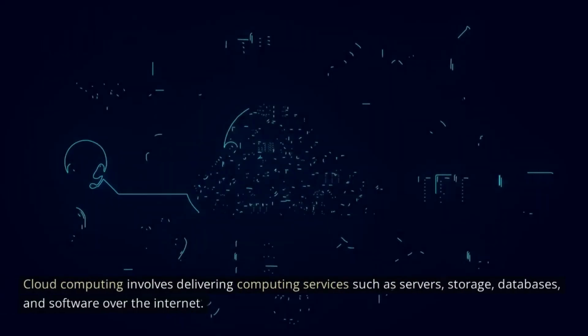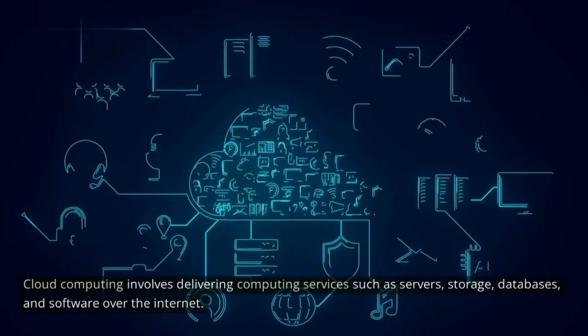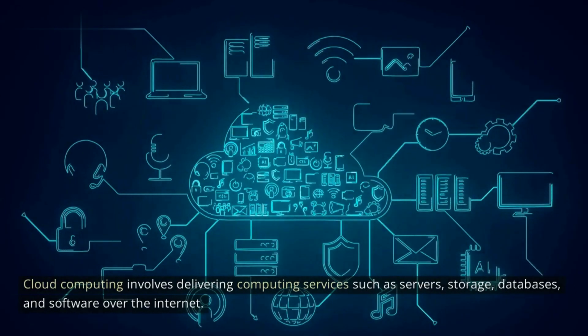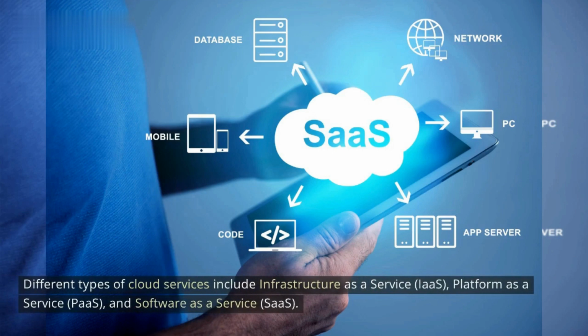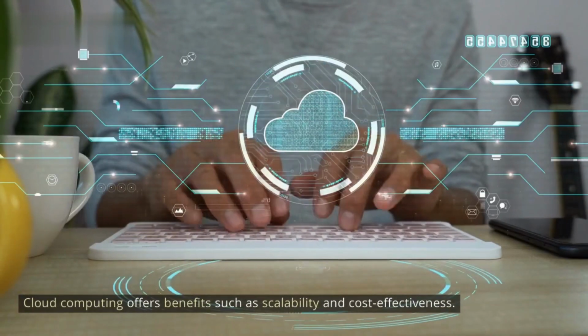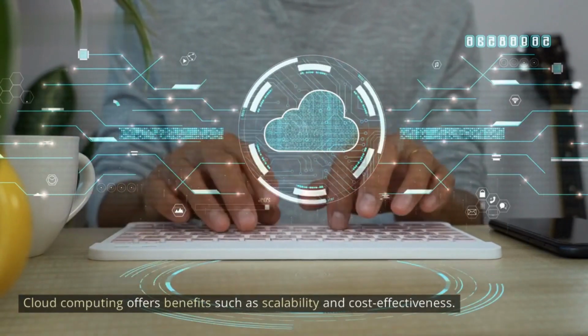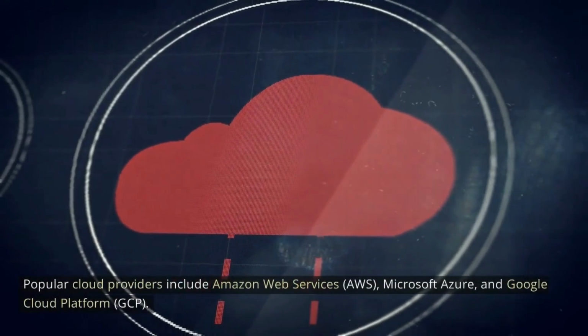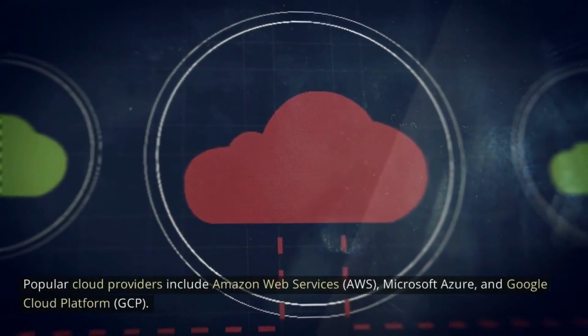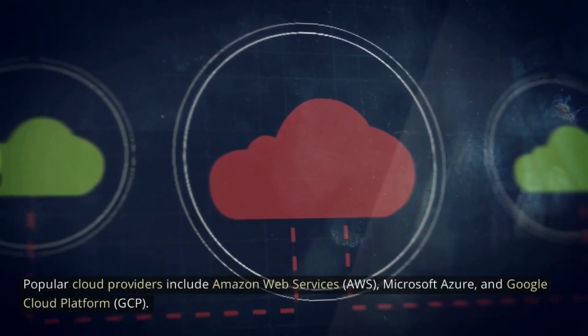Cloud computing involves delivering computing services such as servers, storage, databases, and software over the internet. Different types of cloud services include Infrastructure as a Service (IaaS), Platform as a Service (PaaS), and Software as a Service (SaaS). Cloud computing offers benefits such as scalability and cost-effectiveness. Popular cloud providers include Amazon Web Services (AWS), Microsoft Azure, and Google Cloud Platform (GCP).